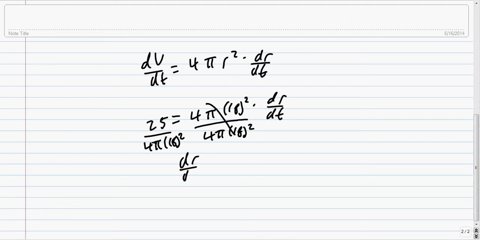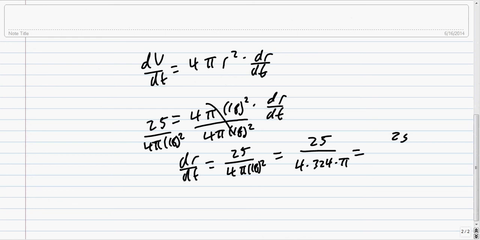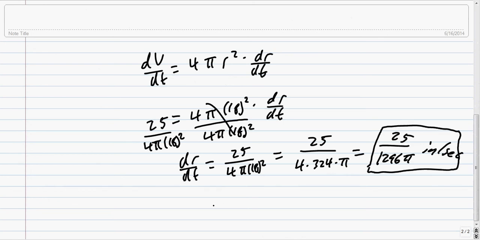So dr over dt is equal to 25 over 4 pi 18 squared. Simplifying this even more will give us 25 over 4 times 324 times pi. Simplifying this even more, in final form will give us 25 over 1296 pi. And this is our final answer. So dr over dt is 25 over 1296 pi inches per second.